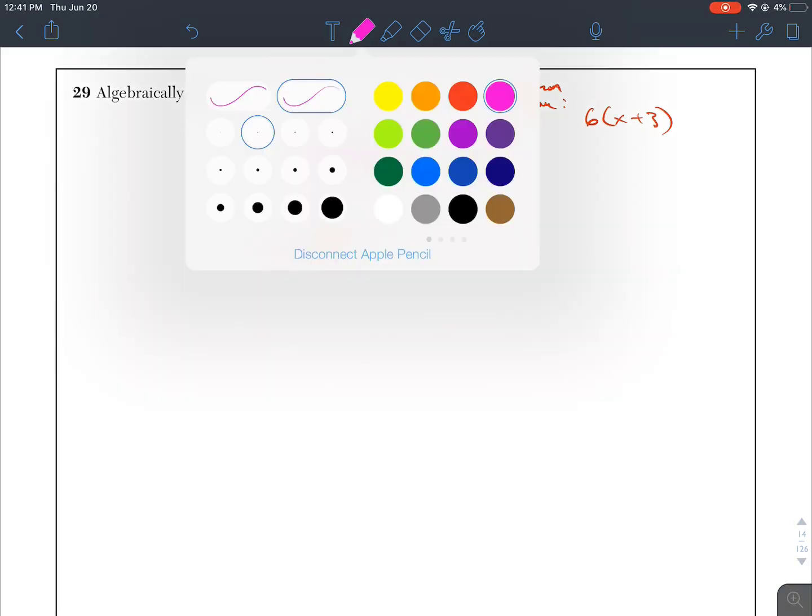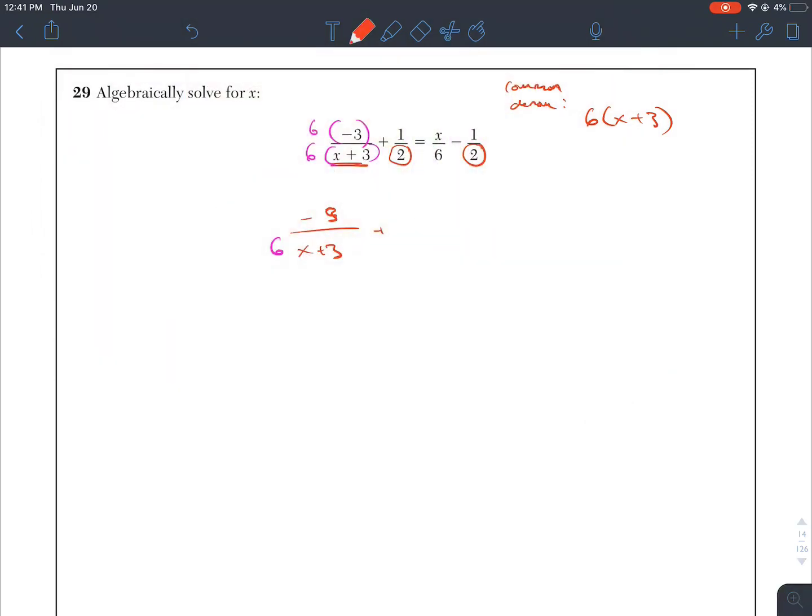And that will give us not negative 3 here anymore, but negative 18. To get the common denominator here, we'll multiply by 3x plus 3 and 3x plus 3. And that gives us 3x plus 9 on top after distributing. And over here on bottom, we won't distribute. That will give us 2 times 3 is 6, and then x plus 3 separate.